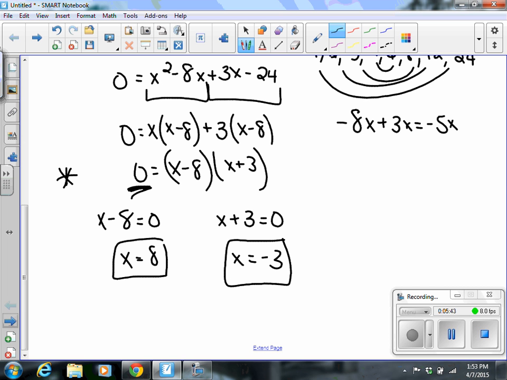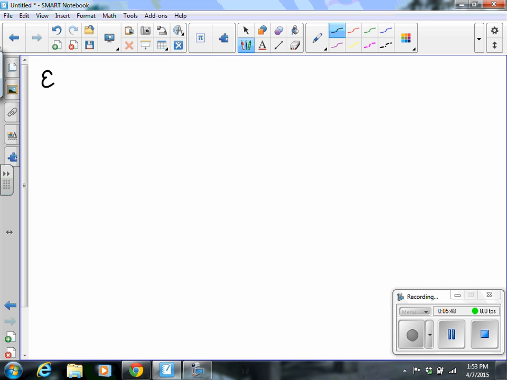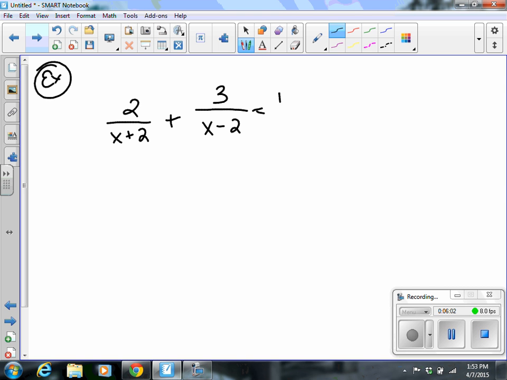Now, sometimes there is more than one fraction. So I could have 2 over x plus 2 plus 3 over x minus 2, and that equals 1. So this time, I have 2 different fractions and my variable is in the denominator of both. It's the same process. It looks a little different when you get to the distribution part.